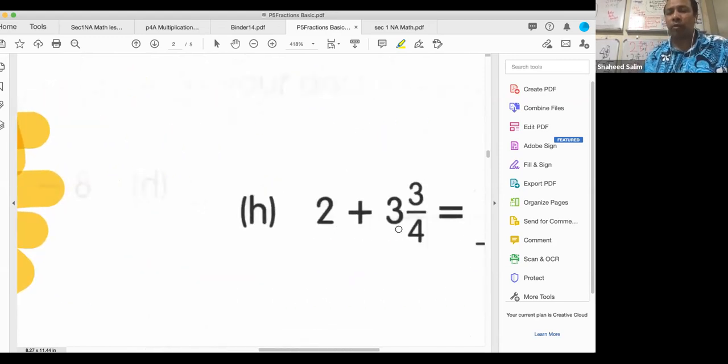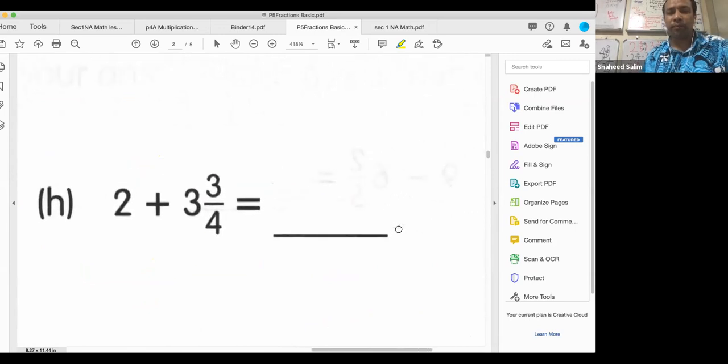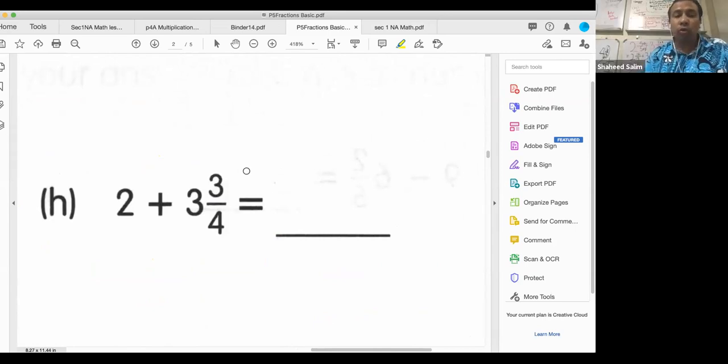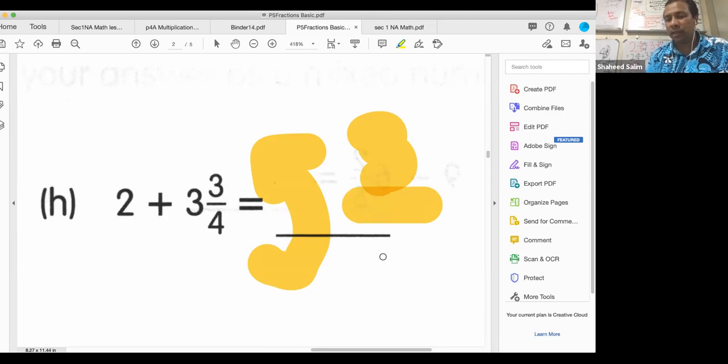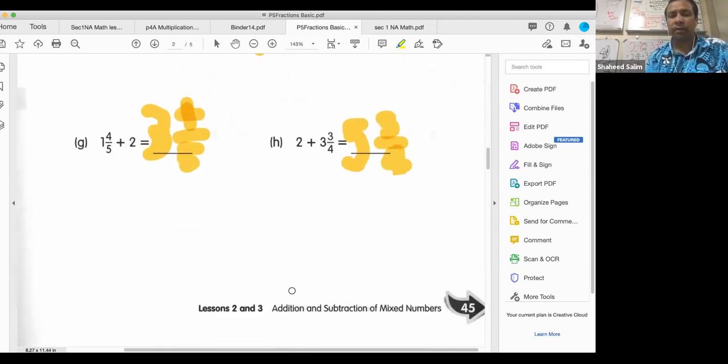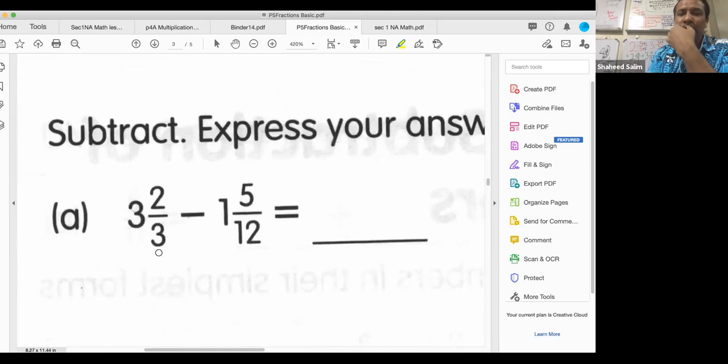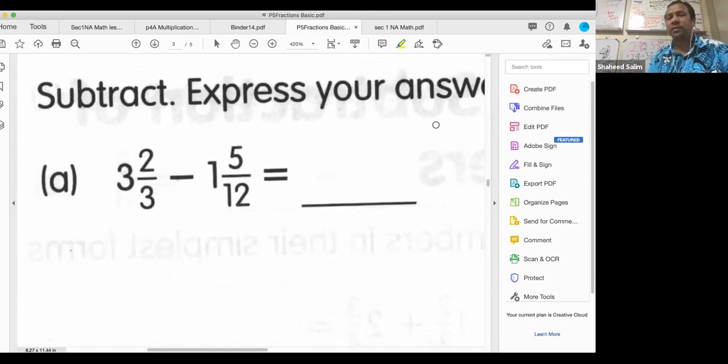What about the next one? You know what the answer? 5, 3 out of 4. 5, 3 out of 4. 2 plus 3, 5. Then just bring the 3 out of 4. Easy, easy, easy. Now, this is a minus. You try now. You try this one first. Minus.